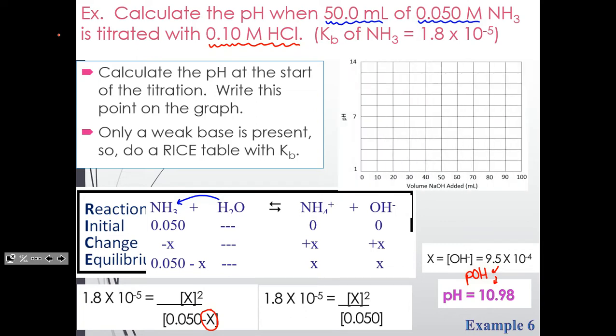So let's go ahead and plot our first point. 0 addition, and I'm going to go ahead and change, there's a mistake here. This should be amount of HCl added because this is now our titrant. First plot point goes at 0 and 11. Okay, let's move on to our next point.